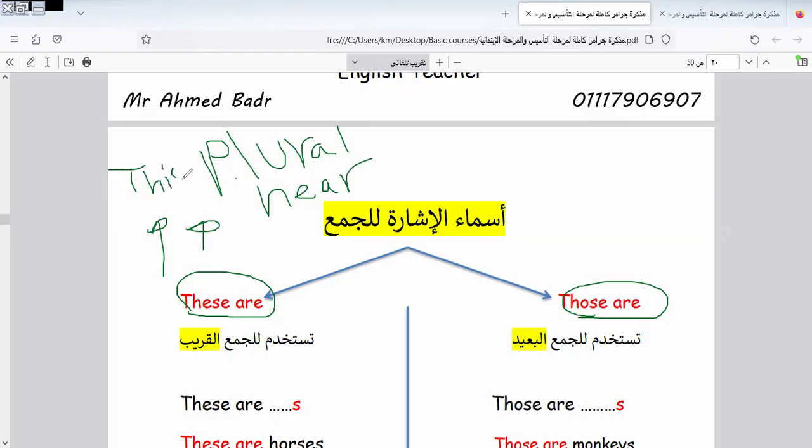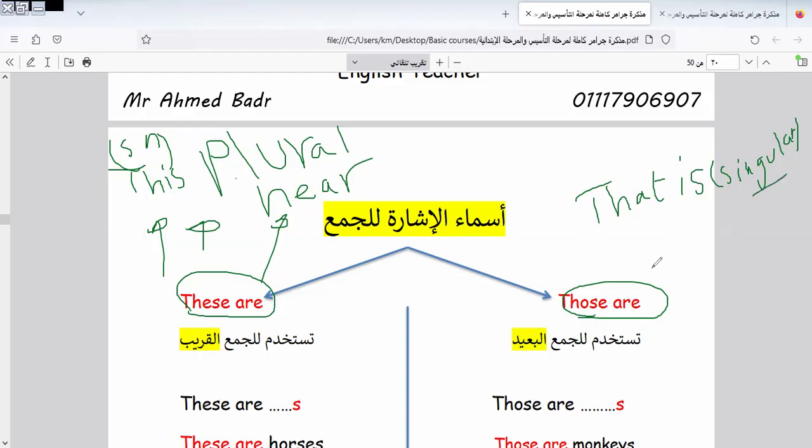Okay. This, as we said, is singular near. These are for plural near. Both this, singular near, and these are, plural near. Here we have that is for singular far. That is used for what? For singular far. I will remind you what we said before, to make you connect to what we took before, like what we took in this part. It is most important to connect the knowledge with each other, okay?